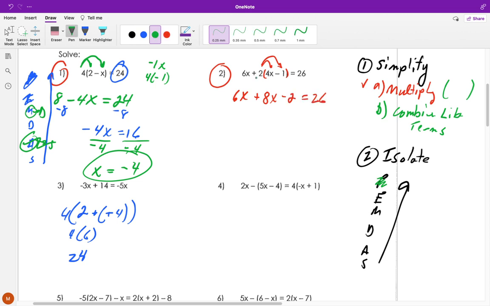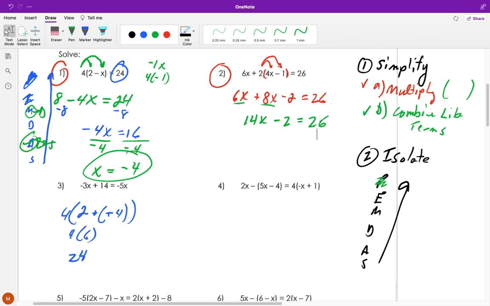So now I look and say, okay, well, are there like terms? Well, yeah, I have two variables of the same here, x and x. So this one I do need to combine like terms first. And since we're not moving it to the other side of the equation, we do just add them as they are. And 6x plus 8x is 14x. Minus 2 is equal to 26.